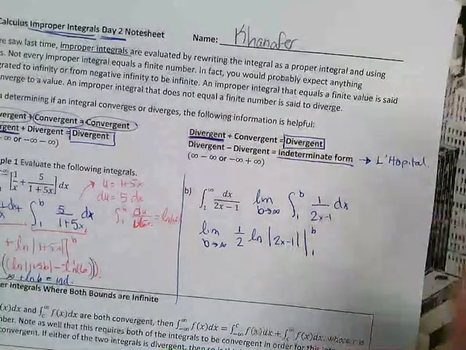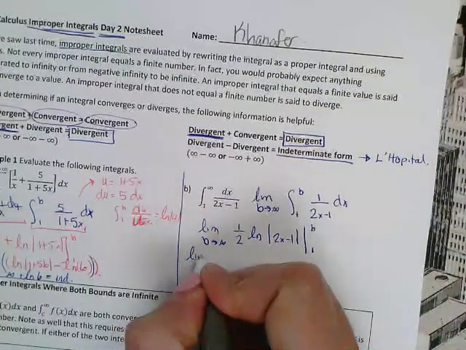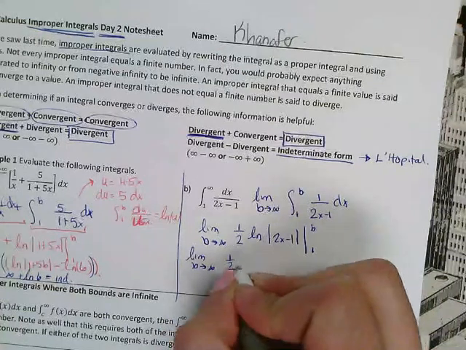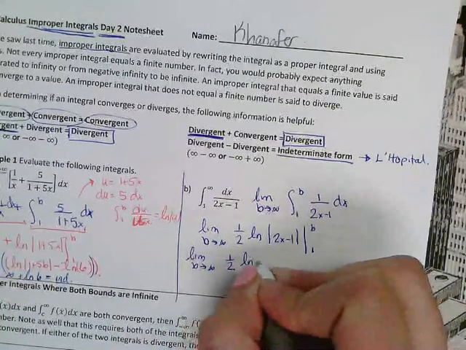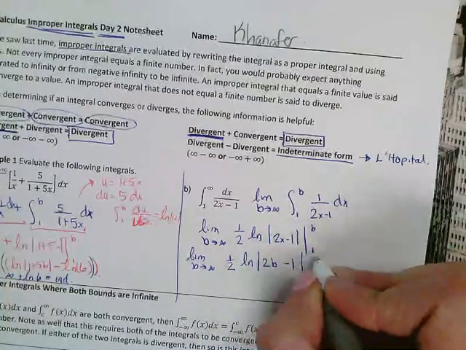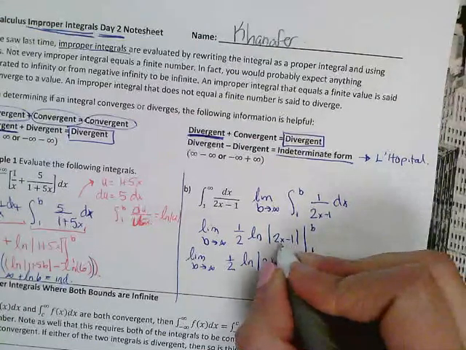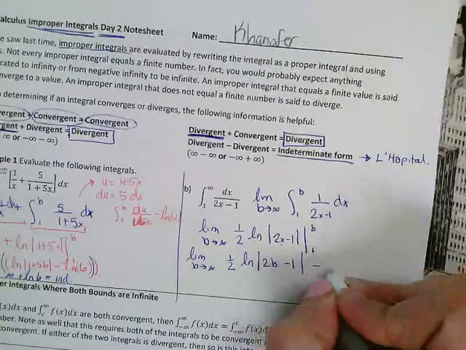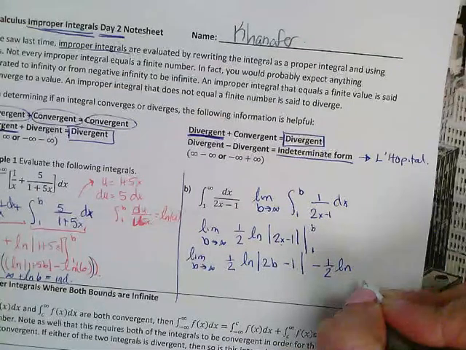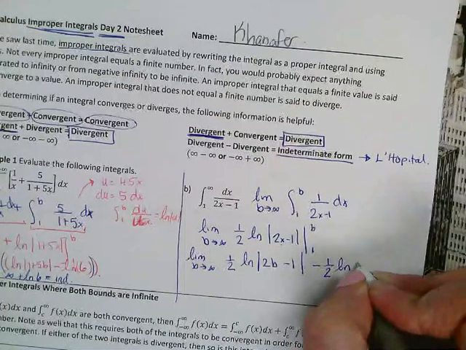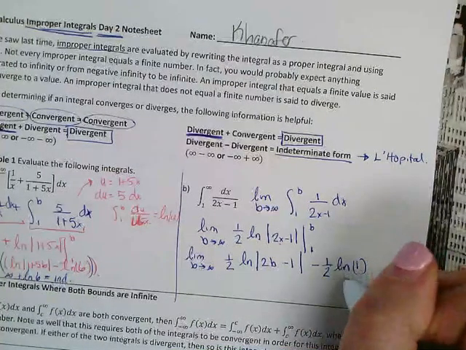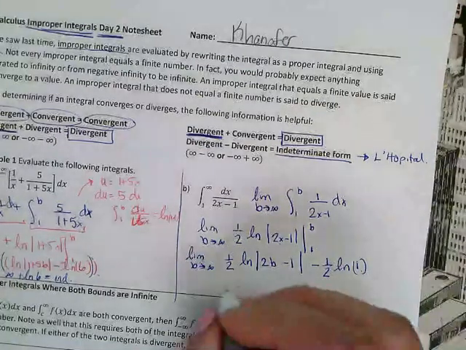Plug in your b and your 1, and you get the limit as b approaches infinity of 1/2 ln of 2b minus 1. And then here, if you plugged in 1, of course you would get 0, so I'm not going to write that down. Minus 1/2 ln of 1. Actually, we'll write it down, but we know that ln of 1 is going to give us 0, and we'll talk about this in just a second.